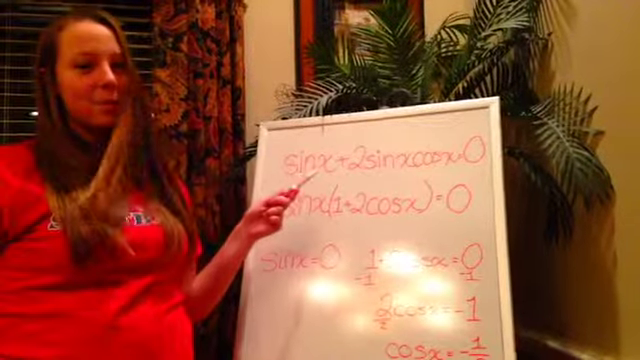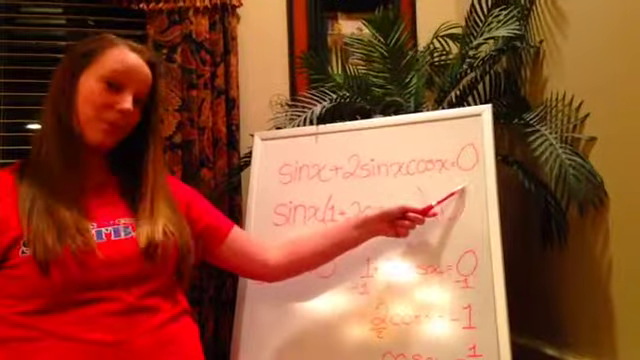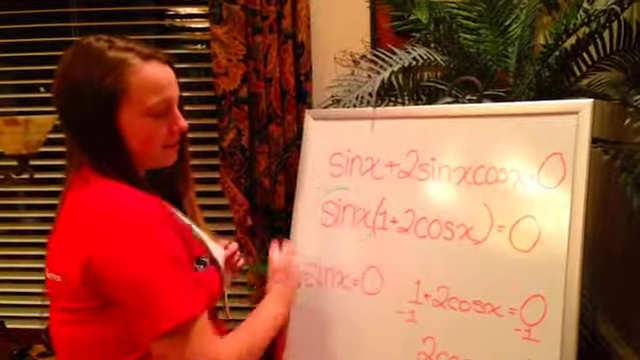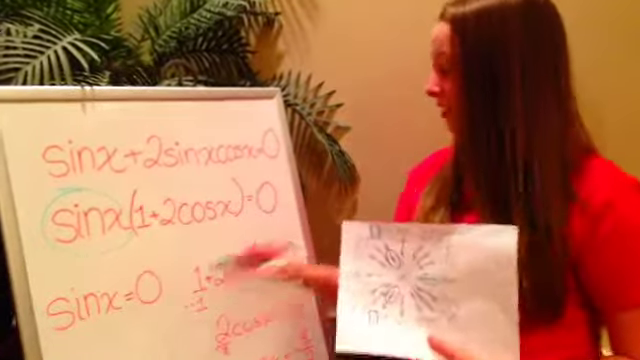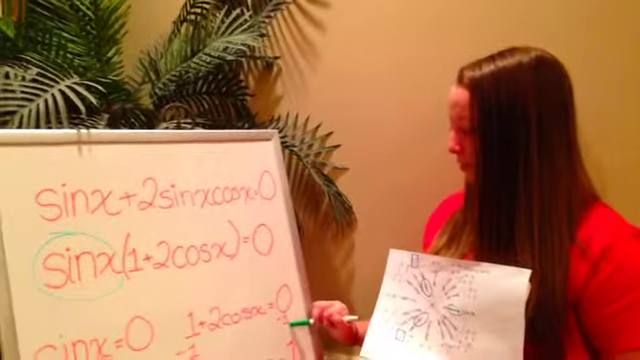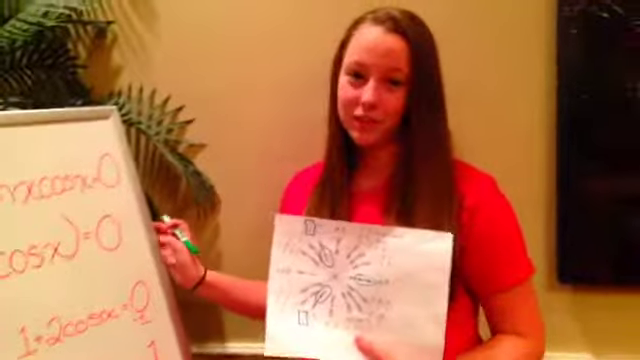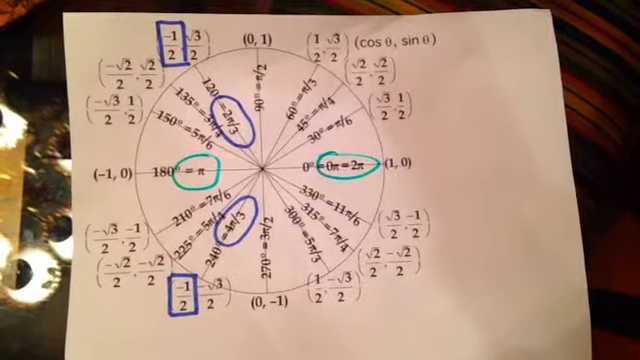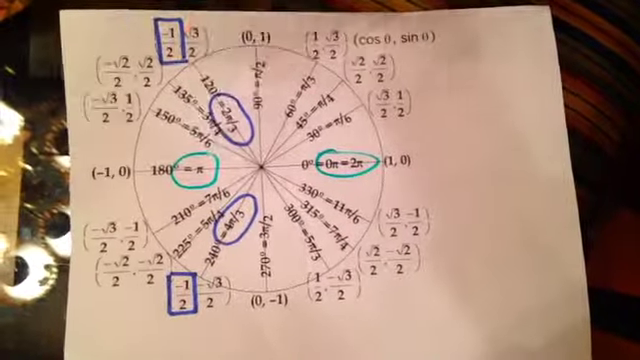So in this example, we have to solve sine x plus 2 sine x cosine x, which is equal to 0. The first thing you've got to do is factor out a sine x, because it is the greatest common factor. Next, you set each factor to 0, and isolate your variable to find it on the unit circle to solve this trig equation. So sine x is equal to 0, and you've got to find it on the unit circle. So x is equal to 0, pi, and 2 pi.